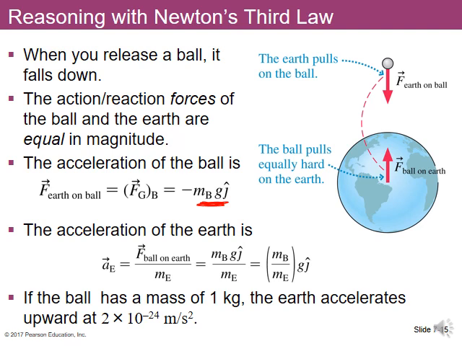Well, that means that the acceleration of the ball is equal to the mass of the ball divided by the mass of the Earth times g. Well, the ball generously might have a mass of 1 kilogram. In fact, that's a heavy ball. That's a 2.5 pound ball.